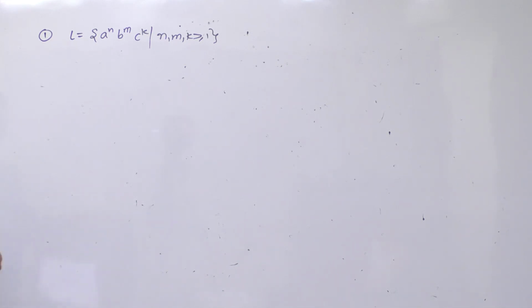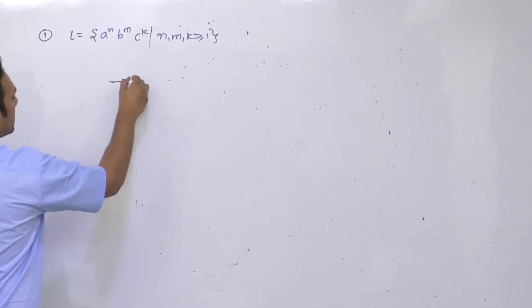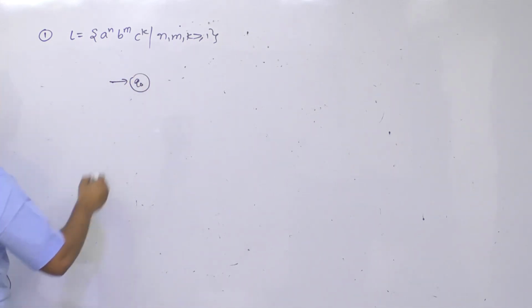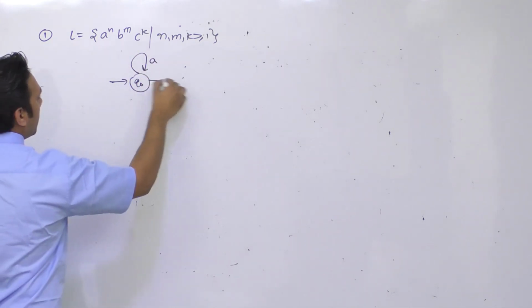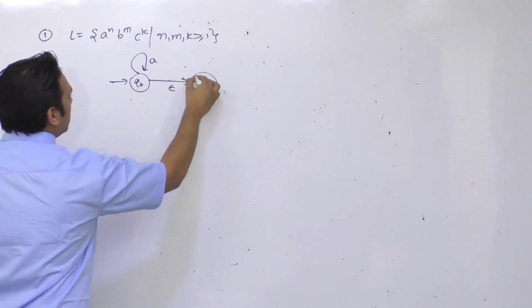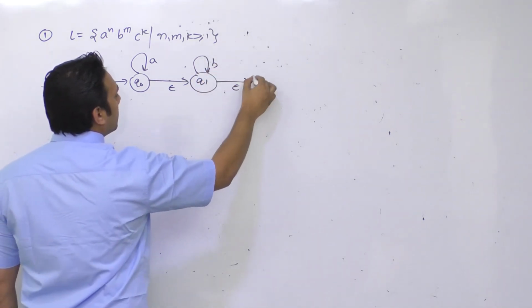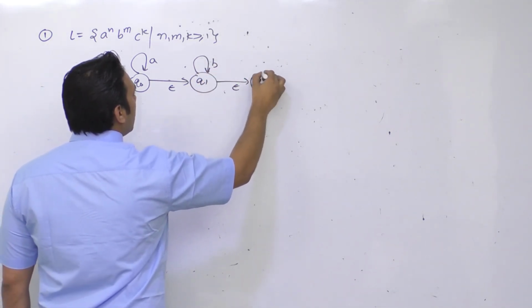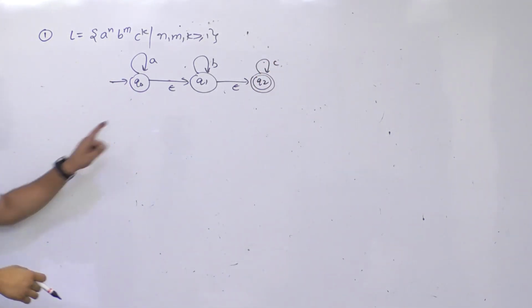Good. So here we have created an epsilon NFA. This is the initial state, which is Q0. From the initial state, you can get any number of A's, and by looking at the epsilon symbol, you go to the state Q1. You can get any number of B's. Again, by looking at epsilon, you go to the state Q2, and again you can have any number of C's.